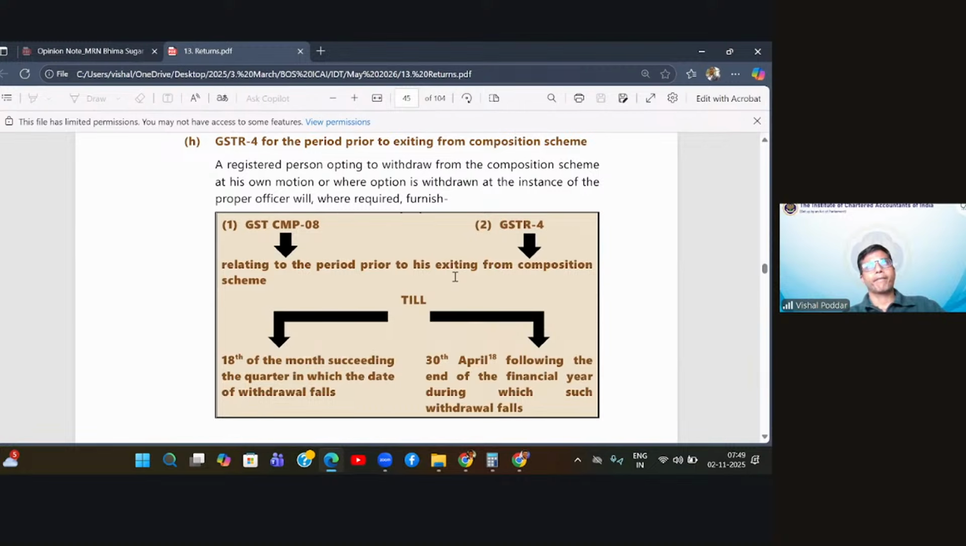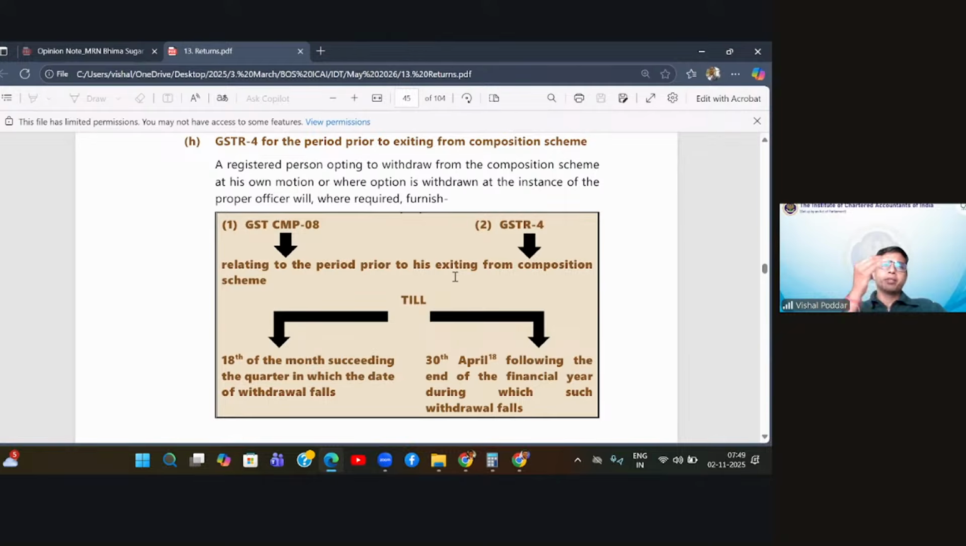GSTR-4 for the period prior to exiting from composition scheme. A registered person opting to withdraw from the composition scheme at his own motion, or where the option is withdrawn at the instance of the proper officer, will, where required, furnish... Okay. Now, what is this point?